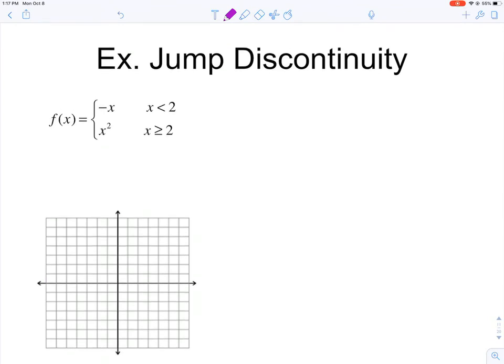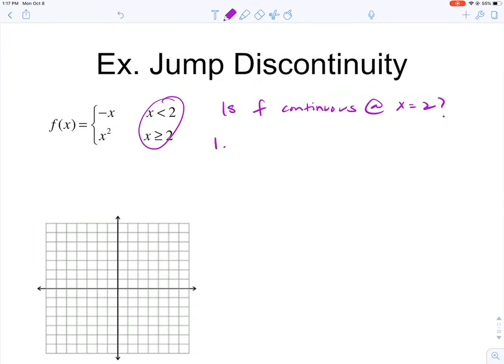Okay, so remember, each piece of this piecewise function is a polynomial, so each piece is continuous over its implicit domain. We want to know, is f continuous at x equals 2? Okay, so f of 2, 2 looks like it falls in that second interval, so f of 2 is 4.